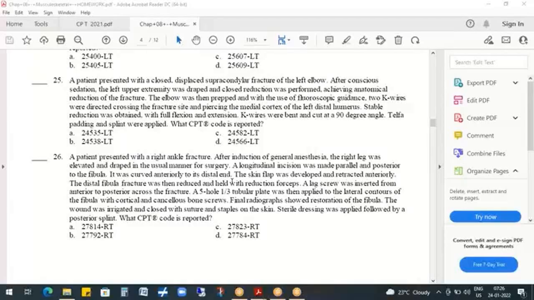Now you can see. After conscious sedation, the left upper extremity was prepped and closed reduction was performed, achieving anatomical reduction of the fracture site. The elbow was then prepped with the use of fluoroscopy guidance. Two K-wires were directed across the fracture site. Stable reduction was achieved. They are applying traction, application of force. Understood?